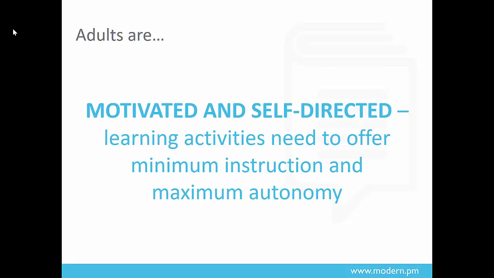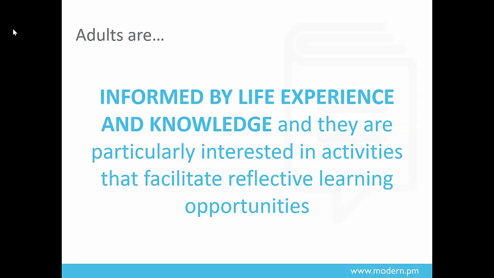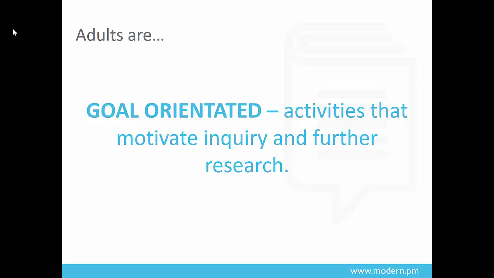The first reason, adults are motivated and self-directed. Their learning activities need to offer minimum instruction and maximum autonomy. That very much is ticked when we use the problem-based learning approach. Adults are also informed by life experience and knowledge. They want to use the knowledge that they have gained from past experience. Adults are goal-orientated. Learning activities for them need to motivate inquiry and further research.